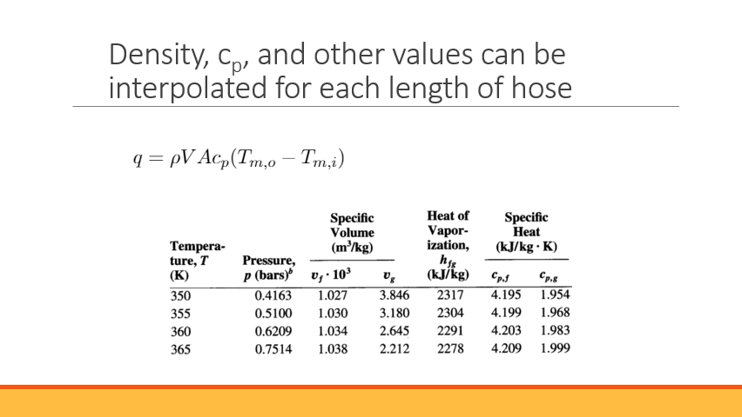The only other unknowns to find the heat transfer are the density, which is 1 over specific volume, specific heat, and any other values if needed. Those can be interpolated from the tables, given the outlet temperatures. Now we can find our heat loss of the water as the length of the hose increases.